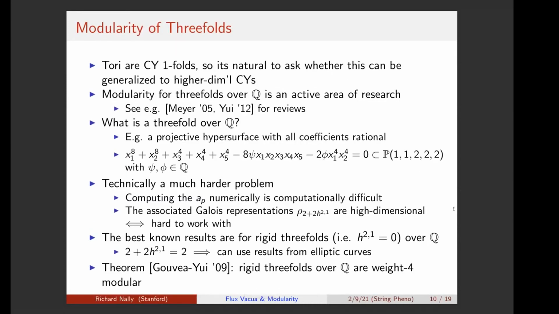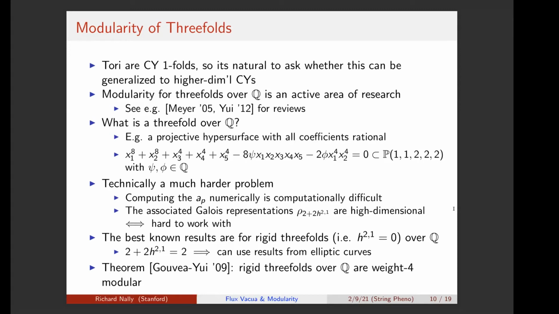So to apply it to string theory, I should tell you something about the modularity of Calabi-Yau threefolds. Tori are, of course, Calabi-Yau onefolds, so it's natural to ask whether we can generalize this to higher dimensional Calabi-Yaus. And modularity of threefolds over Q is still an active area of research. People are still writing papers on it, even in math, and it's very much in the phase of experimental mathematics. There aren't that many uniform results, but there are a lot of examples.